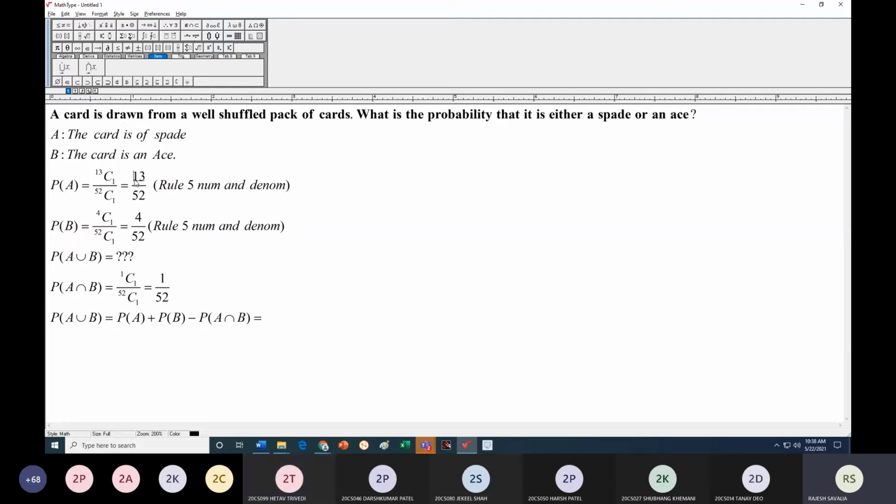So let us put this value in: P of A plus P of B minus 1 by 52. What is your final answer? Denominator is 52. 13 plus 4, that is 17. 17 minus 1 is 16. Am I right or wrong? So overall the final answer is 16 by 52. 13 fours are 52. Any doubt?